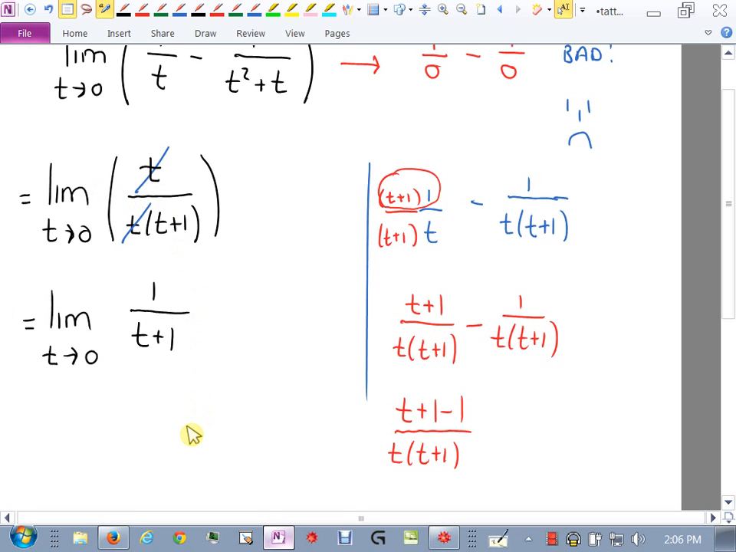And now, finally, let t go to 0. And you get 1 over 1, which is 1, which is our answer. So the answer is 1.